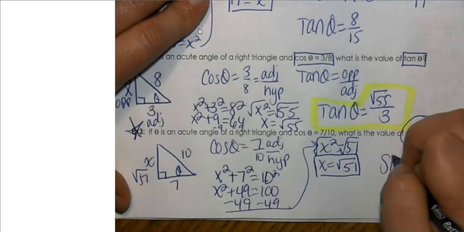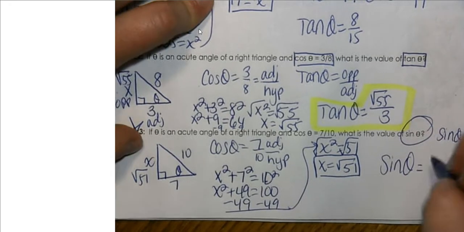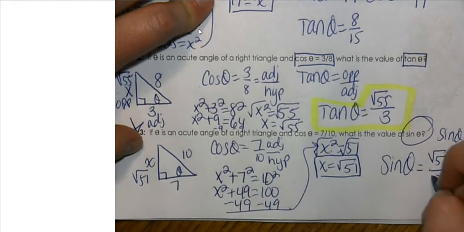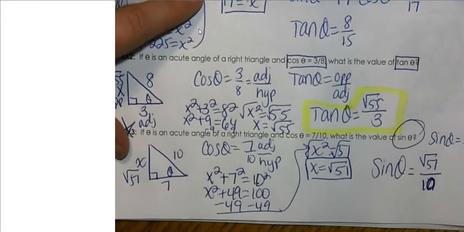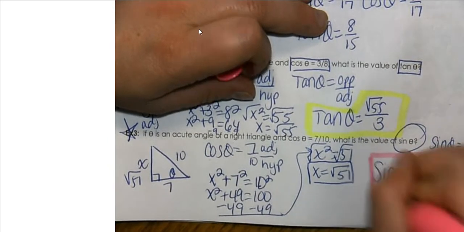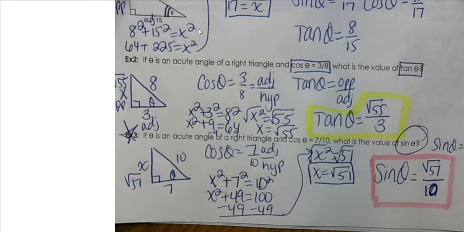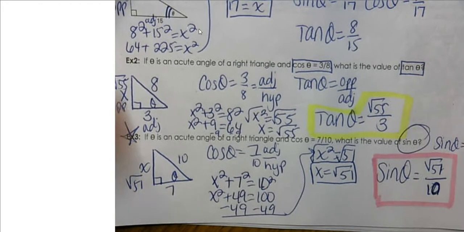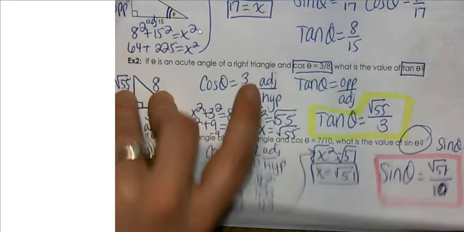I'm going to write this as the sine of theta is equal to the opposite, which is the square root of 51, divided by the hypotenuse, which is 10. And there is our answer. And once again, if we had a radical in the denominator, or if we needed to write the square root of 51 in simplified radical form, meaning it had a perfect square factor in it, we would continue going, and that is something that you might see.